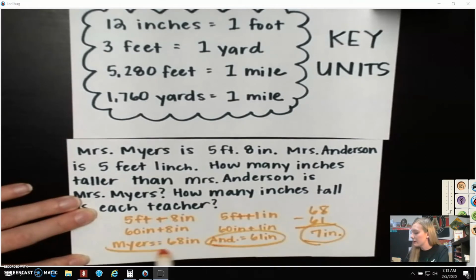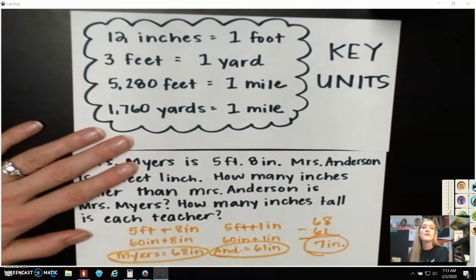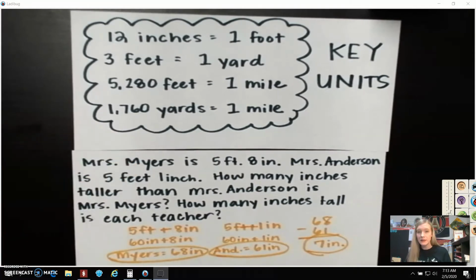Okay? As you are solving questions to convert customary units of length, be sure to use your key measurements and to think through, am I being asked to find the larger unit or the smaller unit, and does my answer make sense?